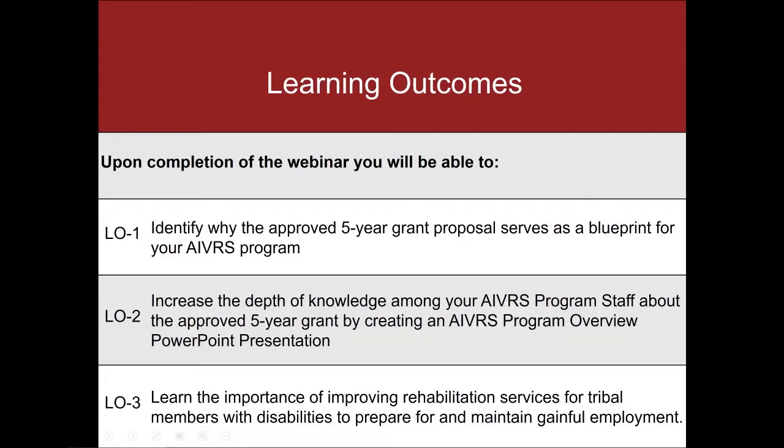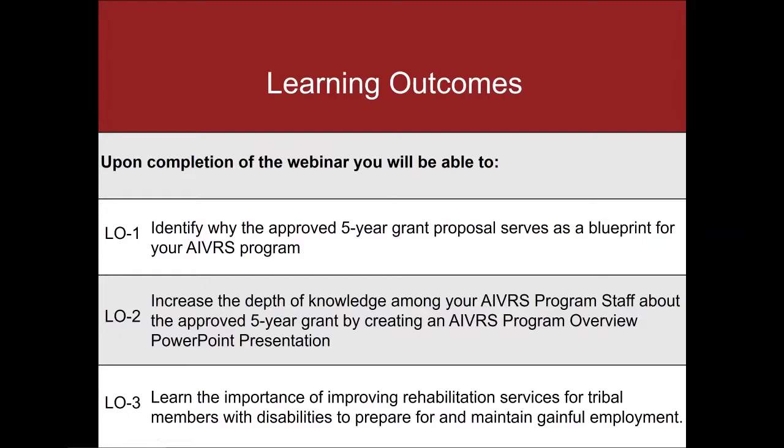The second learning objective is to increase the depth of knowledge among your AIVRS program staff about the approved five-year grant by creating an AIVRS program overview PowerPoint presentation. So basically, you want to align your program staff so everyone is hearing the same message and they are also relaying the same message to outside people and to consumers. Again, this can be used as staff training and as onboarding.